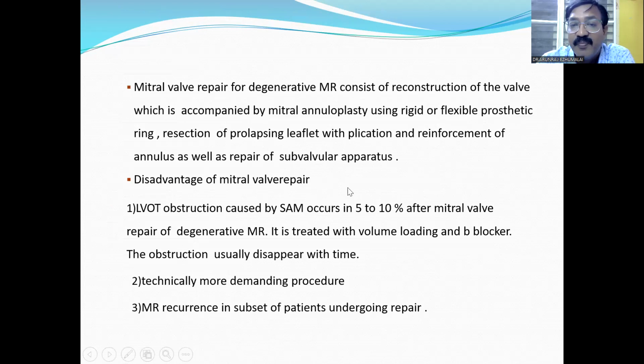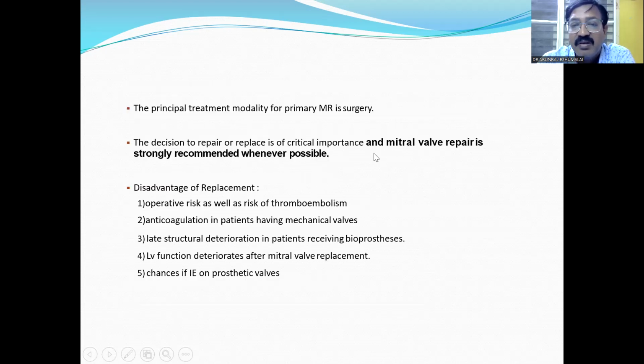So mitral valve repair involves deconstruction and reconstruction of the valve, which is accompanied by mitral valve annuloplasty, with flexible prostheses. So mitral valve repair is done in young patients. The main advantage of mitral valve repair is that the patient need not take anticoagulants lifelong. So that's why in younger age, you always better go for mitral valve repair.